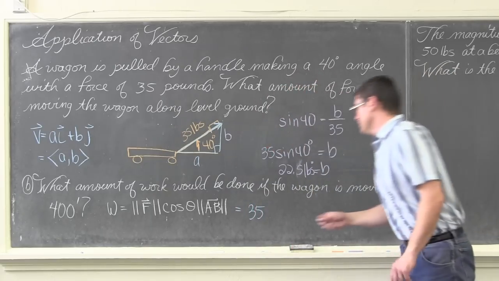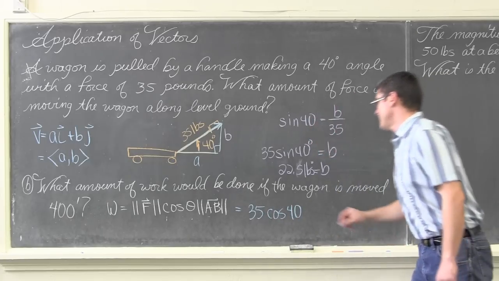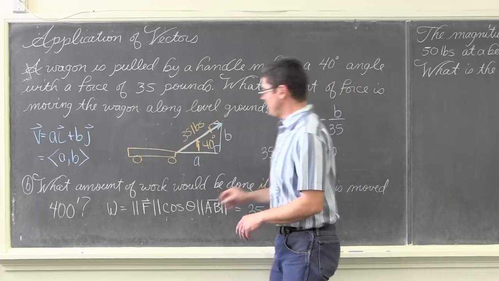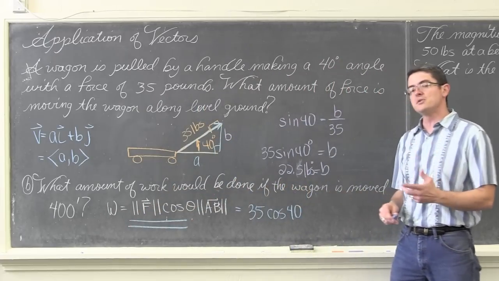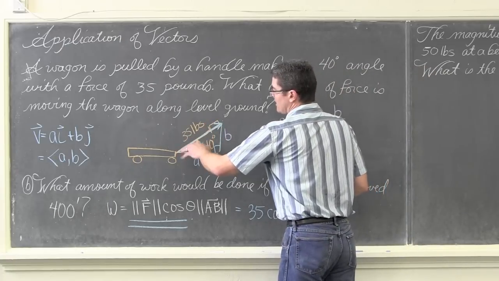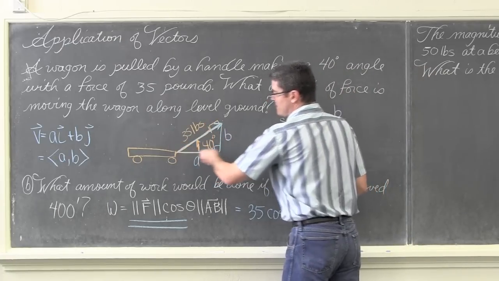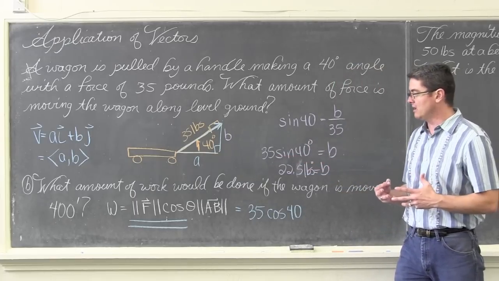The cosine of the angle, so the cosine of 40 times the amplitude. Now let's just take a second here and look at what the force times the cosine is. The force being applied is 35 pounds, but again, that's not how much energy is being used to move the wagon horizontally along the flat ground or plane.